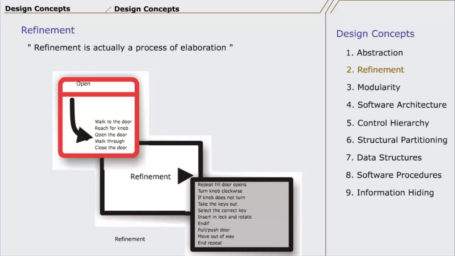Software refinement is a top-down strategy. A program is developed successively, refining levels of procedural details. A hierarchy is developed by decomposing a macroscopic statement of a function in a stepwise fashion until programming language statements are reached. In each step of the refinement, one or several instructions of a given program are decomposed into more detailed instructions.